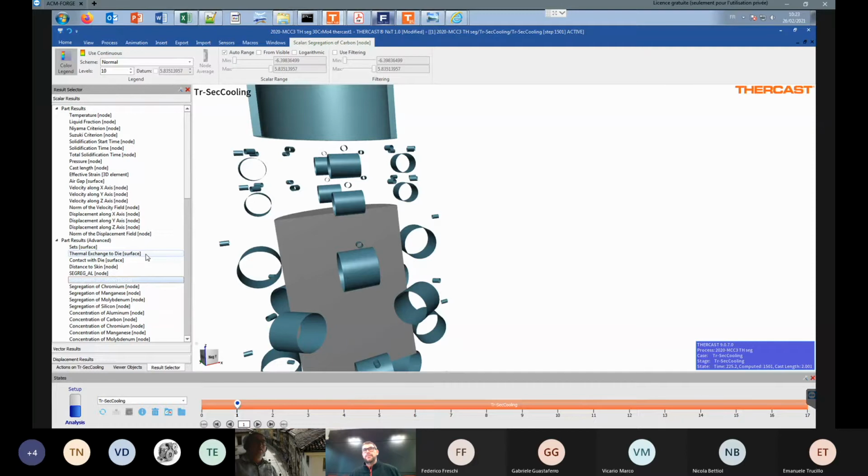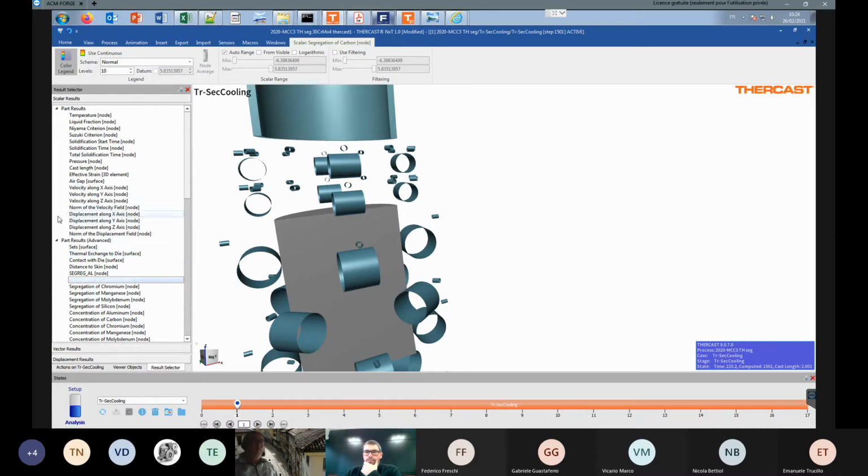So it involves also the dendrite arm spacing, for example. There are several aspects at the material scale to be able to model the macro segregation at the level of the product. That's something we are looking at, but it's still difficult to be always accurate with that. But we have some good results, for example, on ingots.